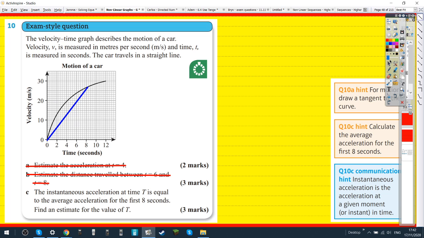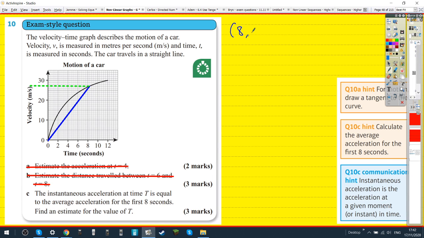The points would be 8, 20s, 26, and 27. Okay. And then 0, 0. Double 0. Yeah. And then your run is 8, your rise is 27.